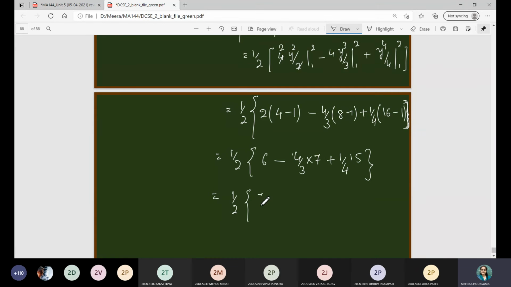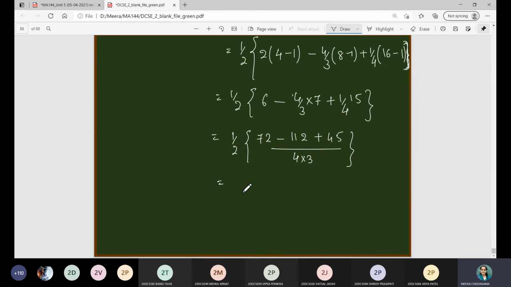Will be the LCM in that case. So this is 72, 4 into 3 into 4. So it will be 112 and then it will be 45 upon 4 into 3. So what is the simplification? Is it 5 upon 24? Yes, ma'am. Right. So that is what.